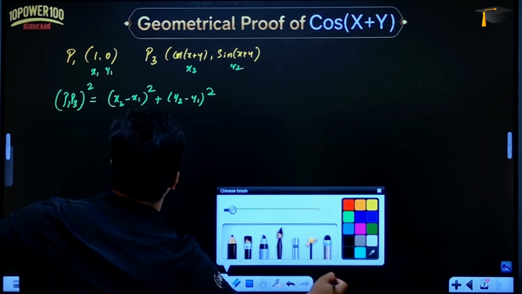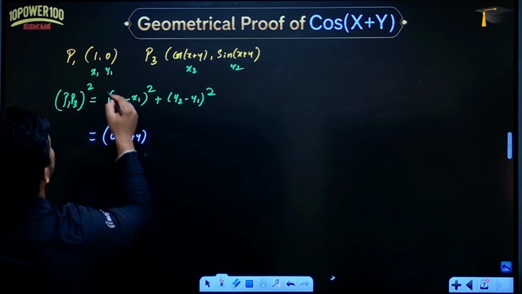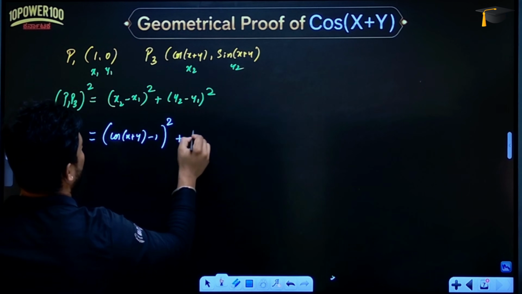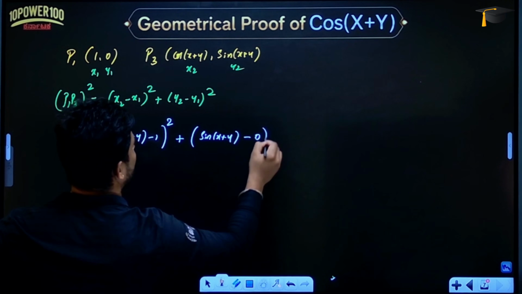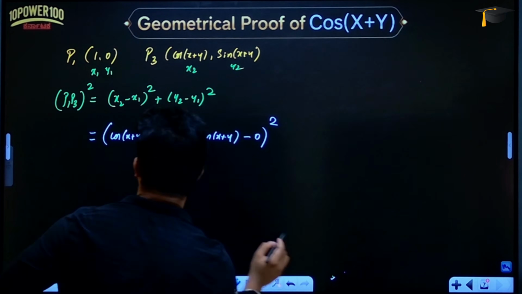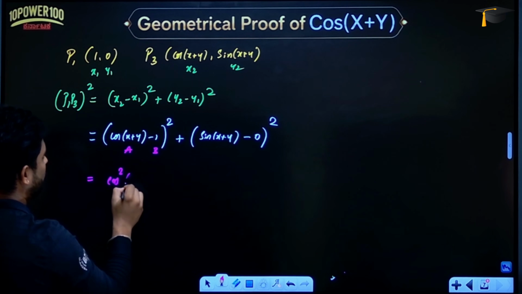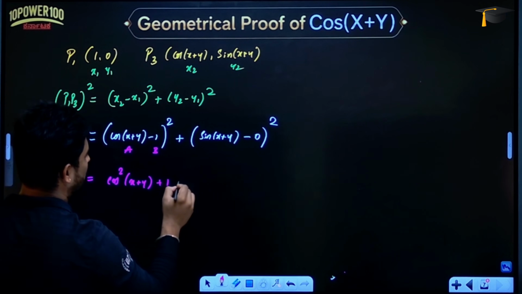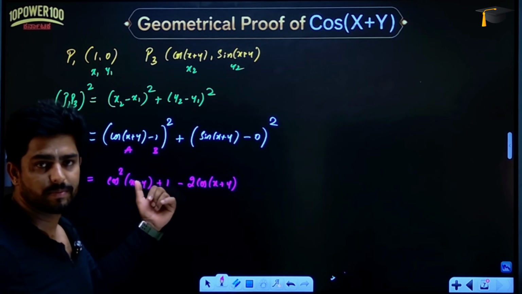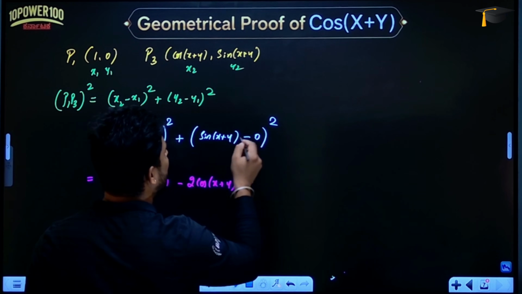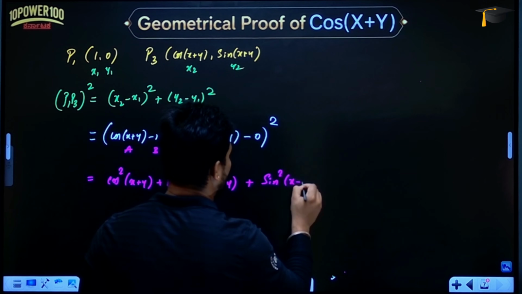So in this case, x2 is what? x2 is cos of x plus y, minus x1, so minus 1 the whole square, plus y2, that is sin of x plus y, correct? Sin of x plus y minus 0 the whole square. So if we expand this, we can use the a minus b the whole square formula. a is this, b is 1, children. So cos square of x plus y plus 1 minus 2 cos of x plus y. I just used the a minus b the whole square formula. And since this is just 0, you don't need a minus b the whole square, just put the square on it. So this becomes only sin square of x plus y.